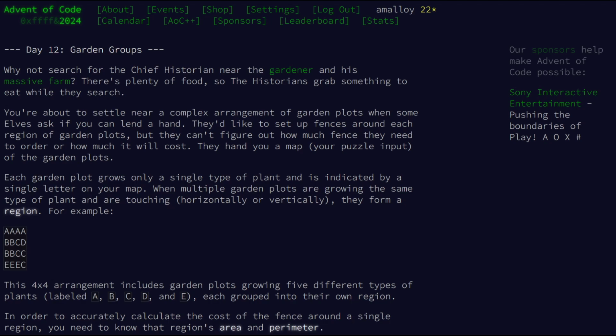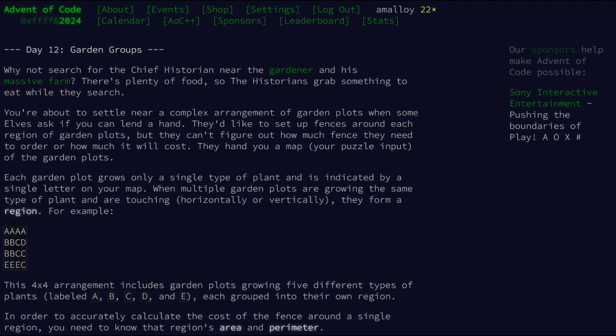Garden groups. Why not search for the chief historian near the gardener and his massive farm? There's plenty of food, so the historians grab something to eat while they search. You're about to settle near a complex arrangement of garden plots when some elves ask if you can lend a hand. They'd like to set up fences around each region of garden plots, but they can't figure out how much fence they need to order or how much it will cost.